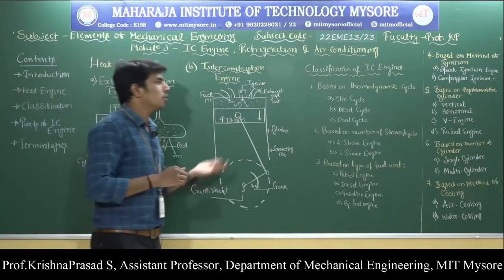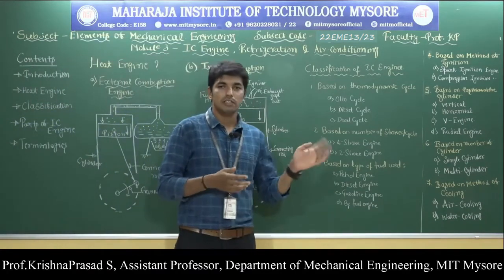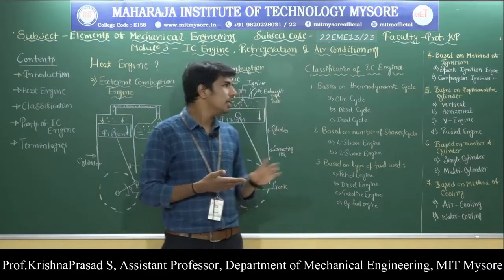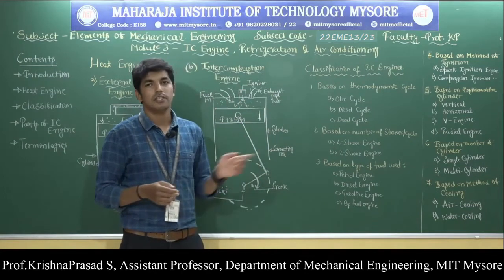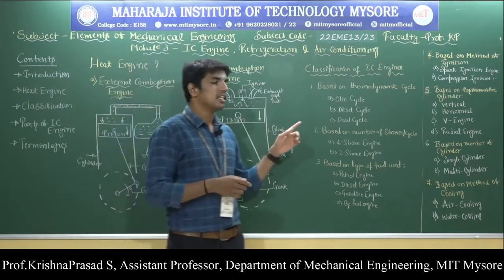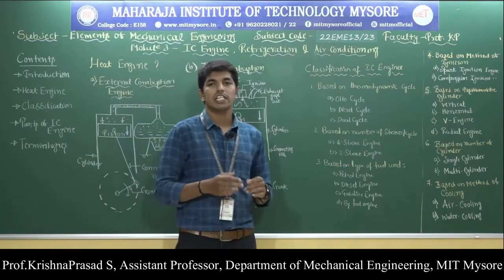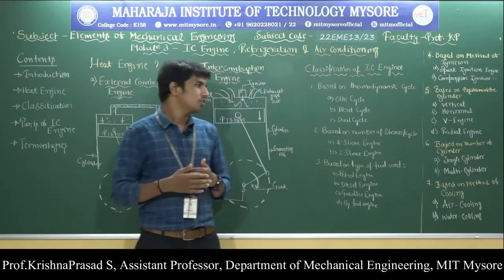I repeat, the classification of IC engine can be done in 7 different ways. The first one is based on the thermodynamic cycle. Otto cycle means combustion of the fuel takes place at constant volume. Diesel cycle, combustion of the fuel takes place at constant pressure. Dual cycle, combustion of the fuel takes place at both constant pressure and constant volume.